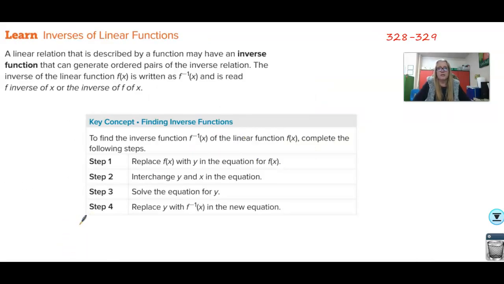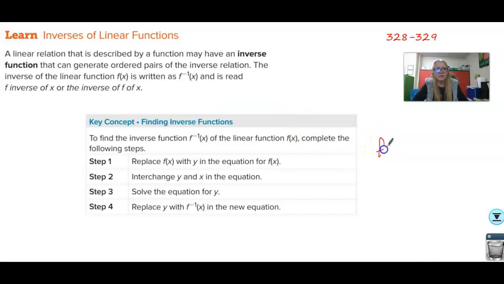A linear relation that is described by a function may have an inverse function that can generate ordered pairs of the inverse relation. Okay, that's math lingo. Basically saying, if we give you the equation or the function, you can change it to the inverse function without messing with the graph. And then you can use the function to go ahead and generate points.